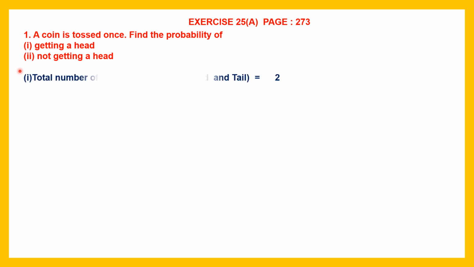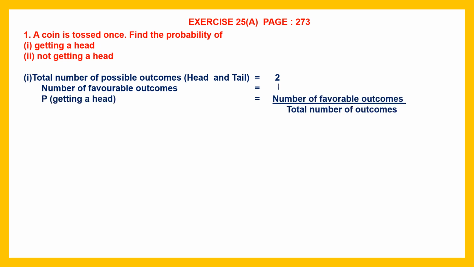With the help of this, you can find your probability. So let's begin by saying the total number of possible outcomes. What are the two outcomes? Head and tail. So the outcomes are 2. So this is the total number of outcomes. Now here we're going to talk about getting a head. That means the number of favorable outcomes. We're talking only about head, and head there's only one.